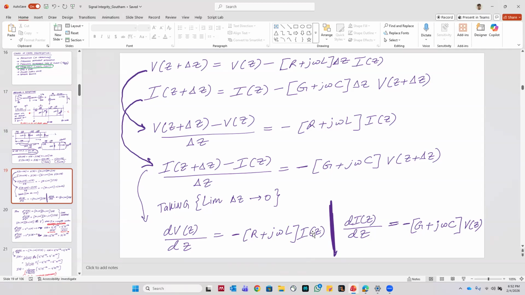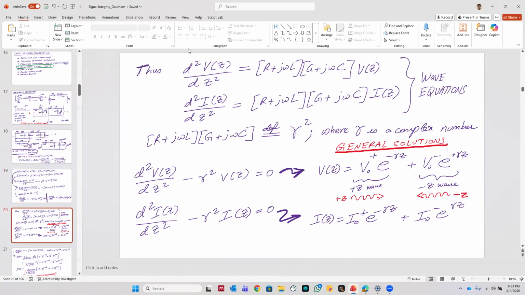So for example, if I differentiate this again and then substitute the dI/dZ by dV/dZ over here into this, then I will essentially get two second order differential equations that only depend individually on voltage and current, okay? And these are wave equations. And why are these wave equations? Because, say, this thing is just a constant. So let's say you can assume this thing as some constant gamma square.